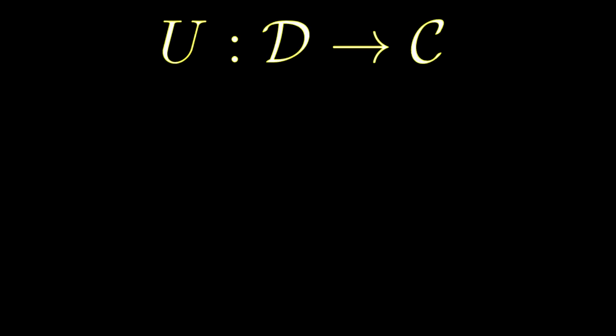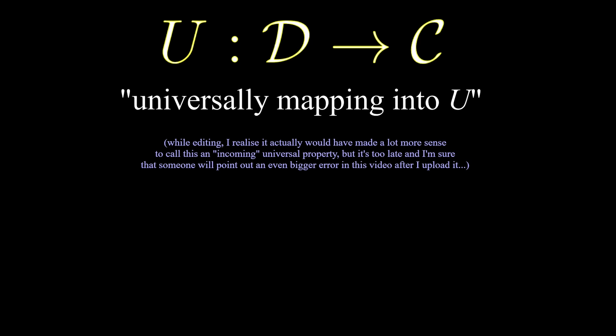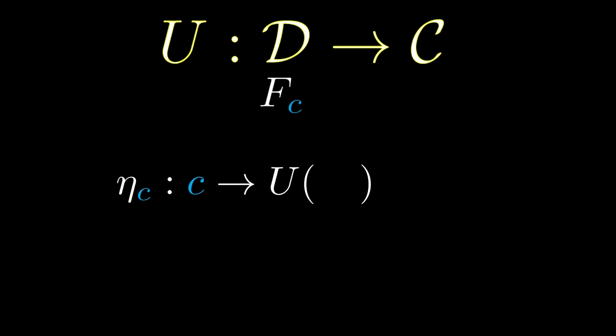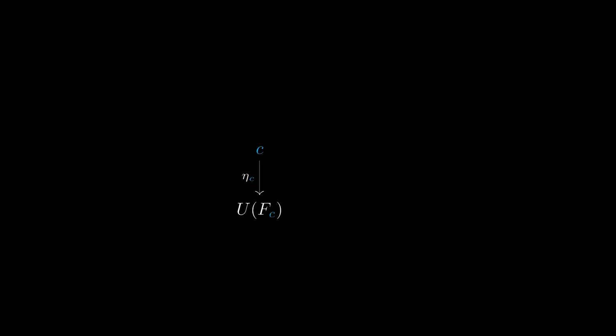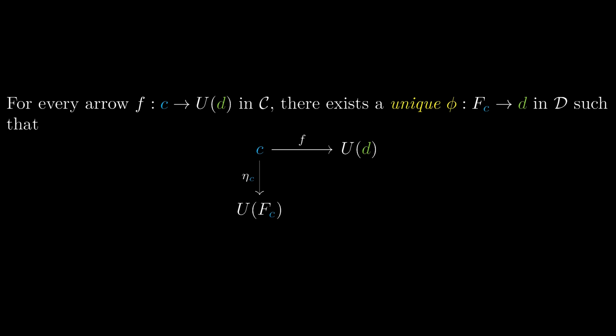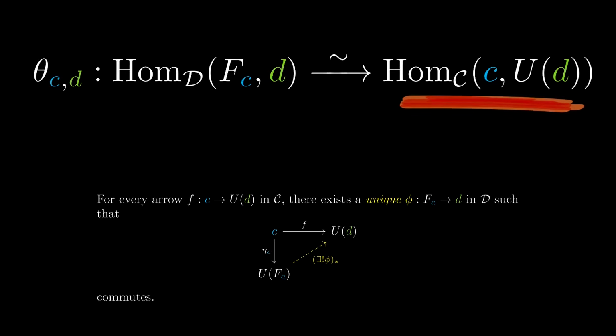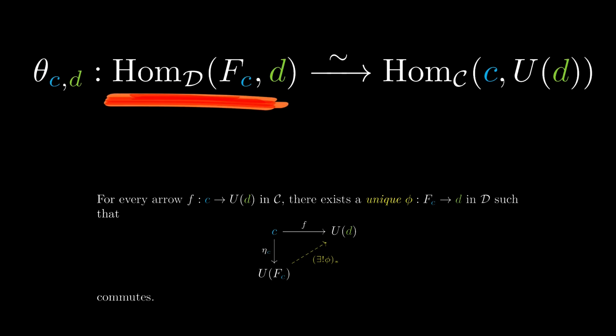The idea is that we have some functor U from D to C, and we're interested in objects satisfying an outgoing universal property with respect to U. This means for some object C, we're interested in constructing an outgoing arrow eta from C to U of some object in D where this object is universal with respect to having such an arrow. Universal in this case means that whenever C has a map to U of some other object D, then there must be a unique morphism from the universal object into D, which in some sense extends the map in C. This universal property is equivalent to establishing a natural correspondence between the maps from C to U of D and the maps from FC to D.